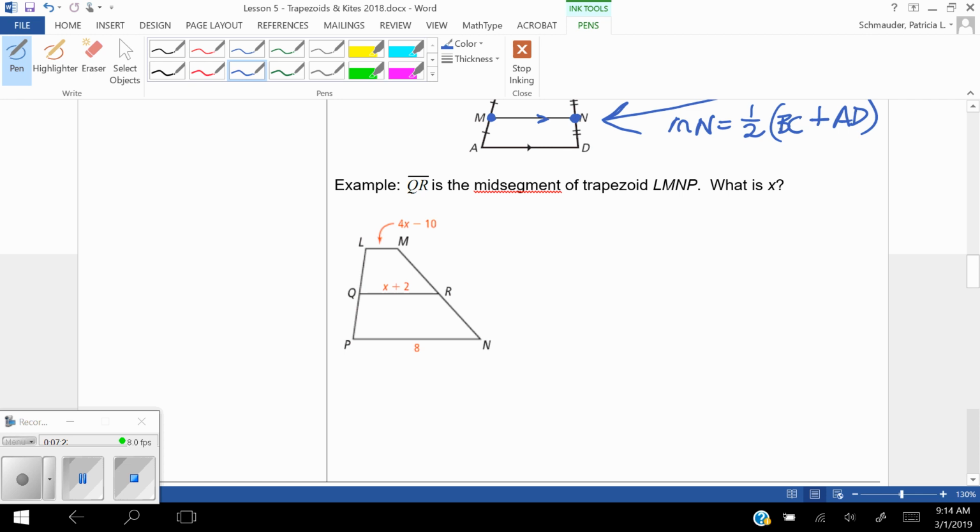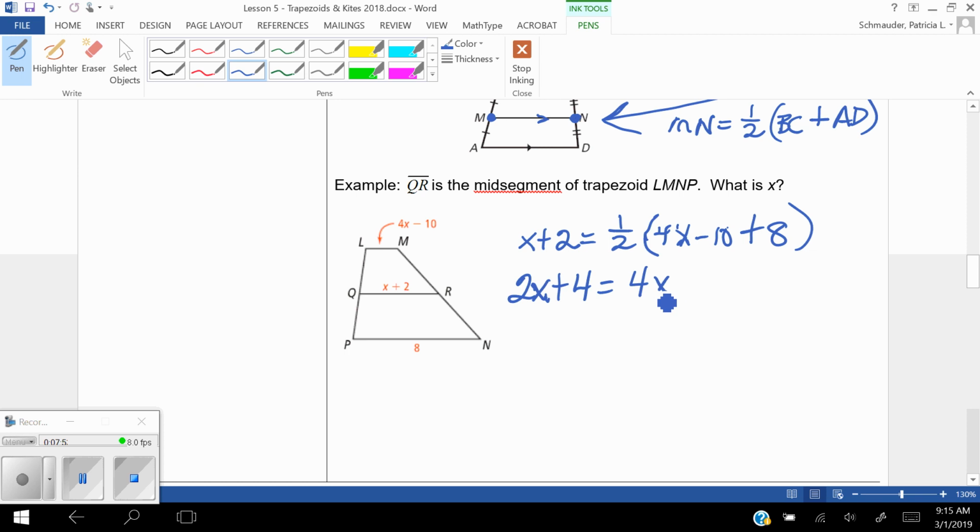QR is the midsegment. What is X? So what we just learned in that theorem is that X plus 2, the length of the midsegment, is half the length of the sum of the bases. So 4X minus 10 plus 8. All right, I'm going to multiply both sides by 2, so that's going to give me 2x plus 4 equals 4x, and negative 10 plus 8 would be minus 2. Sorry, my pen's not working very well. Now I just got to solve for x, so 6 equals 2x, therefore x equals 3.